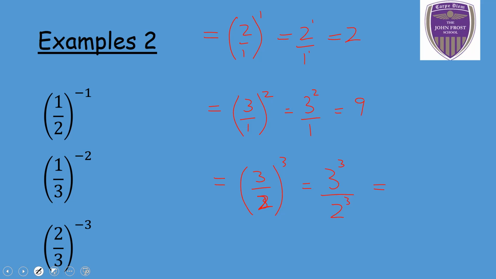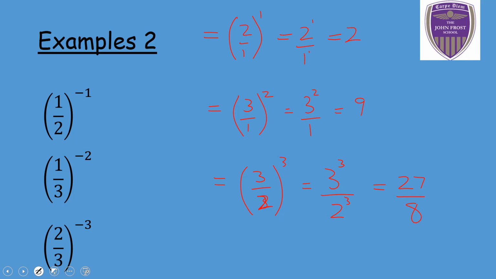So 3 to the power 3 is 3 times 3 times 3. So 3 squared is 9, times 3 again is 27. 2 cubed is 4 times 2 again, which is 8. So you could change that to a mixed number, 3 3/8, but it's usually best to leave it as an improper fraction.